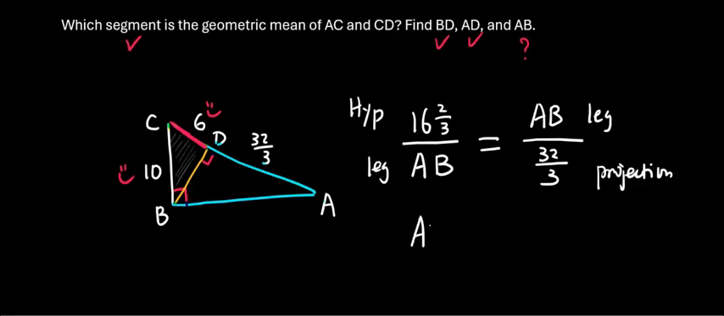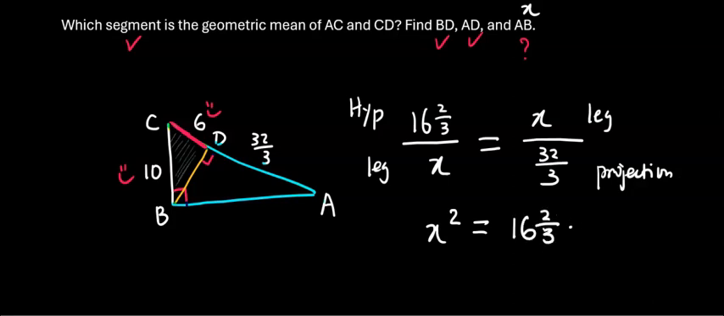I say AB times AB is AB squared. By the way, if you don't like to write down AB, you definitely can write down X. And then later you just say X is AB. Okay? I will do this for you. So AB, we call X. So X, X. Now, is it better for you? Yeah? Okay. X squared is, we're going to use 16 and 2 over 3 times 32 over 3.